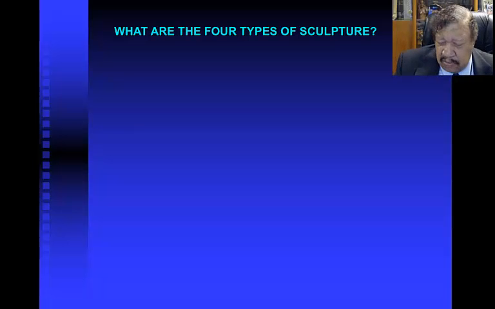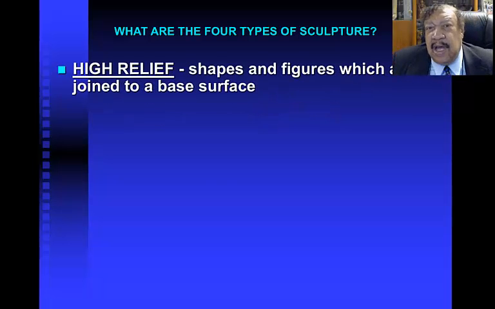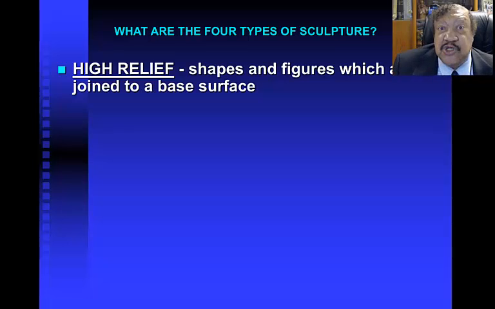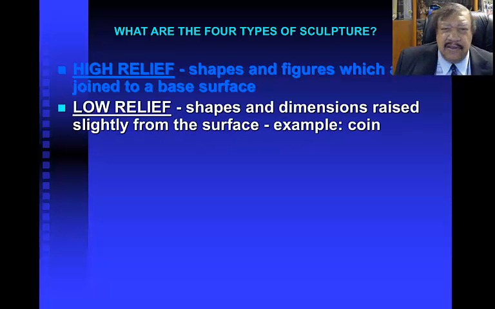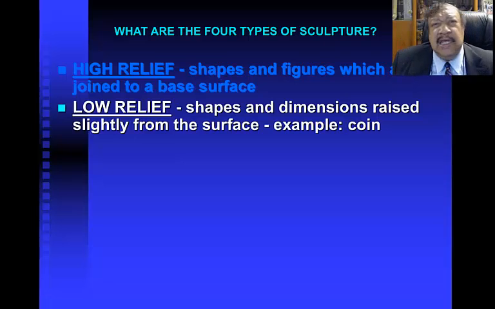This is very important. First, we have high relief. And I want you to put this in your notes. We have high relief, and these are figures which are joined to a base surface. I'm going to show you examples of that very shortly. And then we have low relief. That's when you have any kind of monetary coin, and particularly with the quarter, for example, raised up is the head of George Washington.